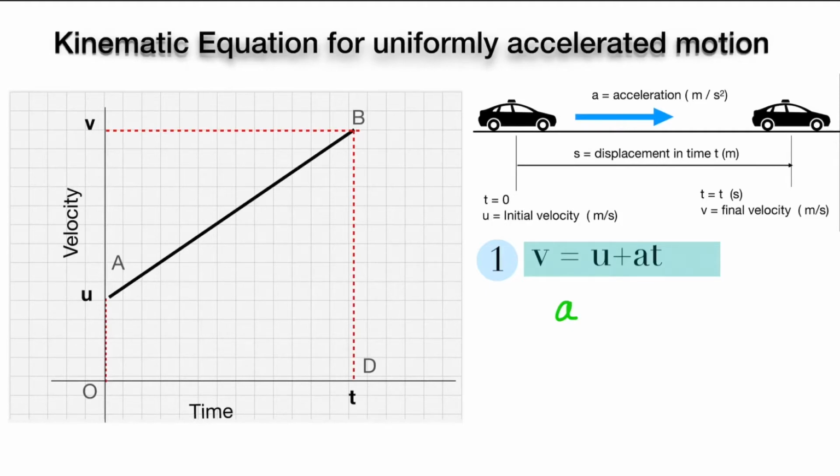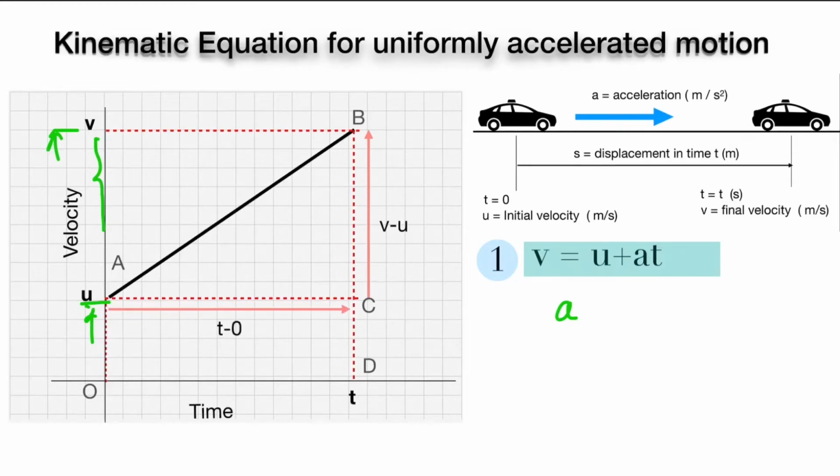To find the slope of a straight line on a graph, we have to find the rise and run. What is rise? Rise is on the y-axis, how much change happened during the time period. So rise is given by CB. Here, CB is v minus u. V is this total distance up to this point, and u is up to this point. So this is v minus u. What about run? Run is on the x-axis, or horizontal axis, where the time is changing. So time changes from 0 to t. So run is t minus 0.